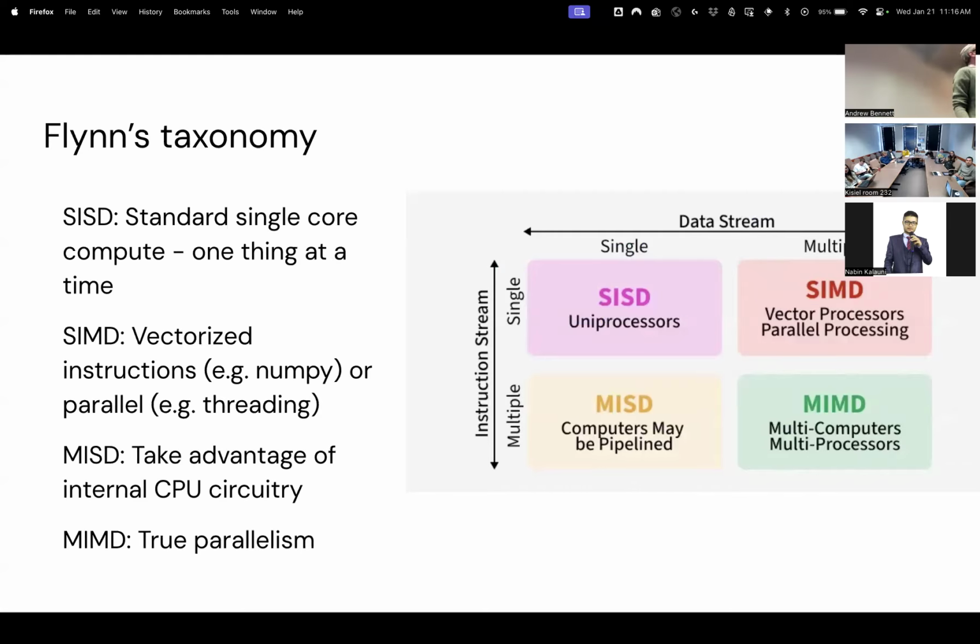This is not something I'm going to quiz you on. It's just something that you should be aware of, this idea of Flynn's taxonomy in terms of parallel computing. What we talked about last Friday was this upper left corner, where you have single instructions operating on single data. It's just serial computing. You get one piece of data, you do some operation, you output it.